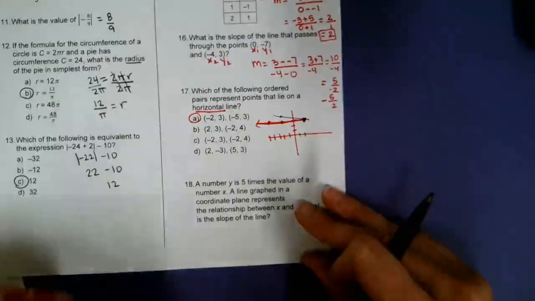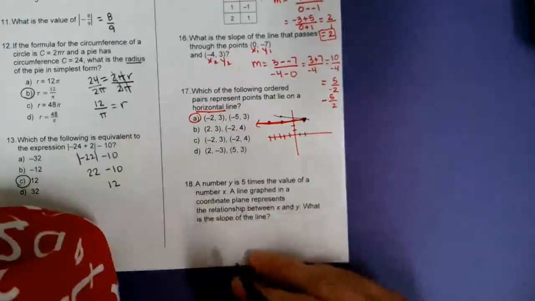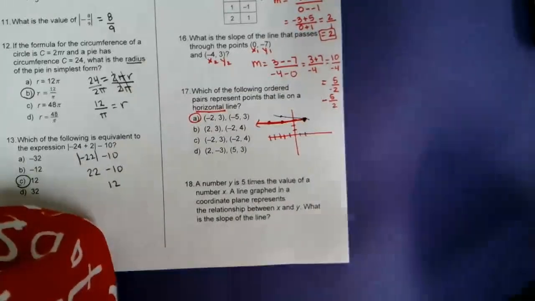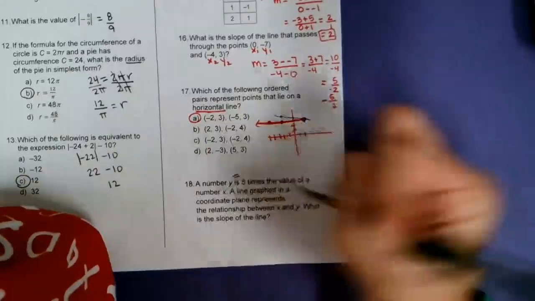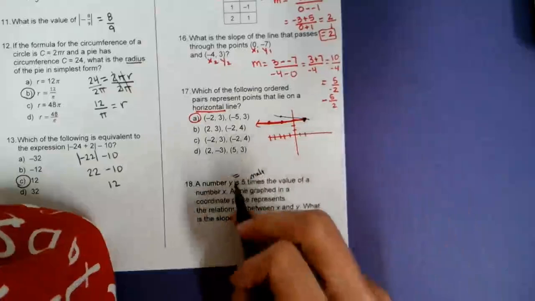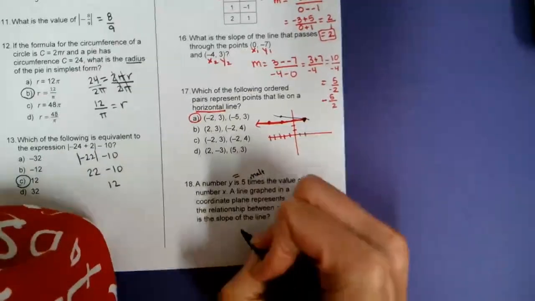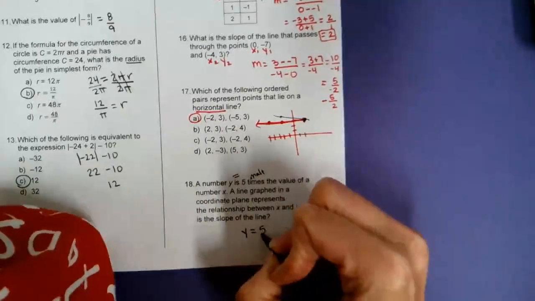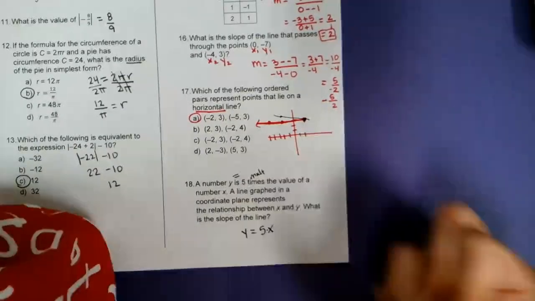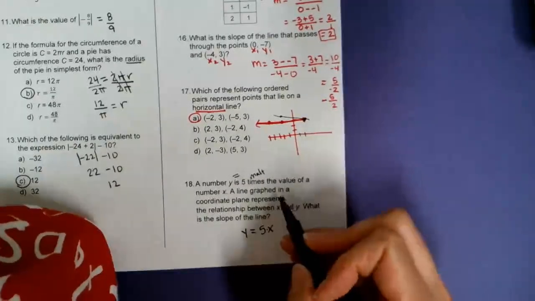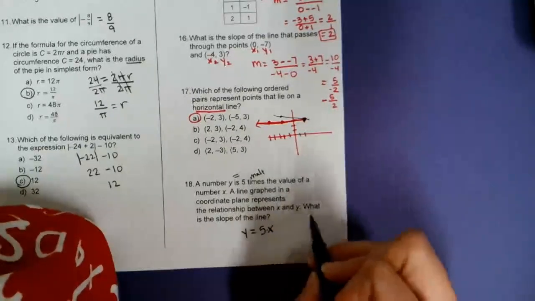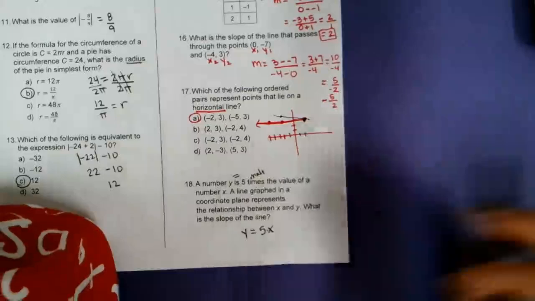Number 18. A number y is 5 times the value of a number x. So this means equals, times means I'm multiplying. So let's see what this sentence says. Y is 5 times x. A line graphed in a coordinate plane represents the relationship between x and y. What is the slope of the line?